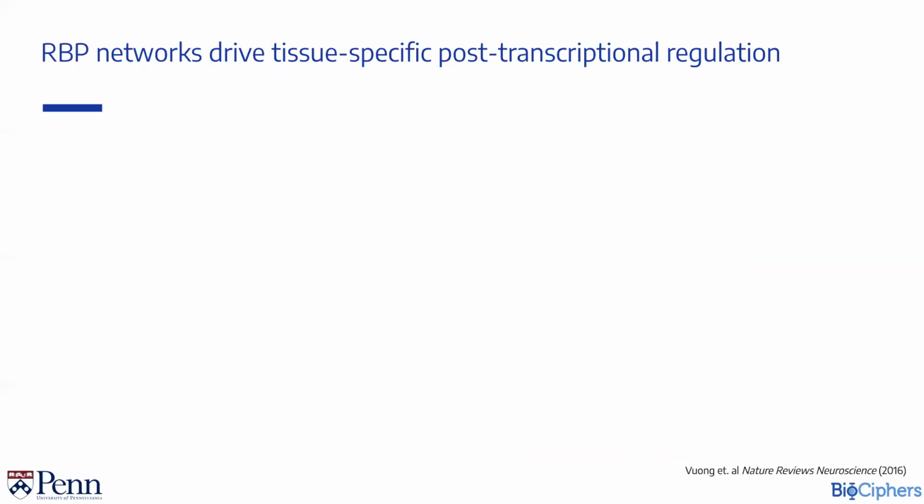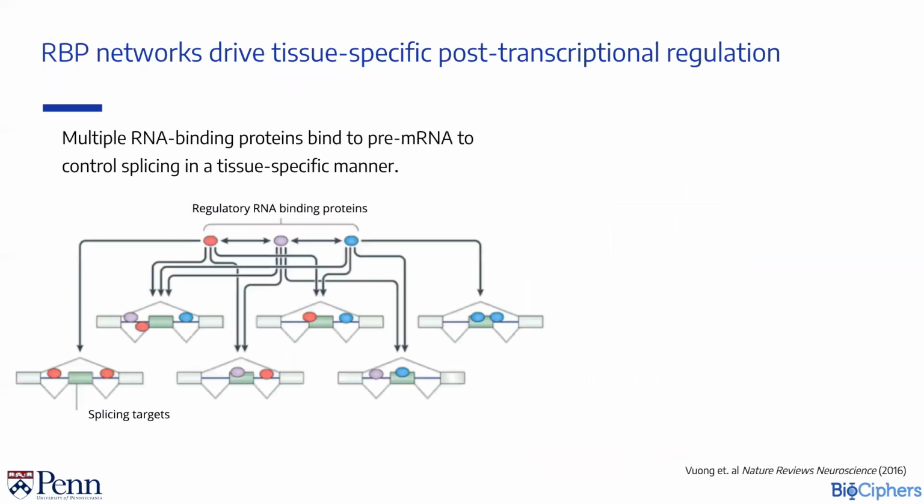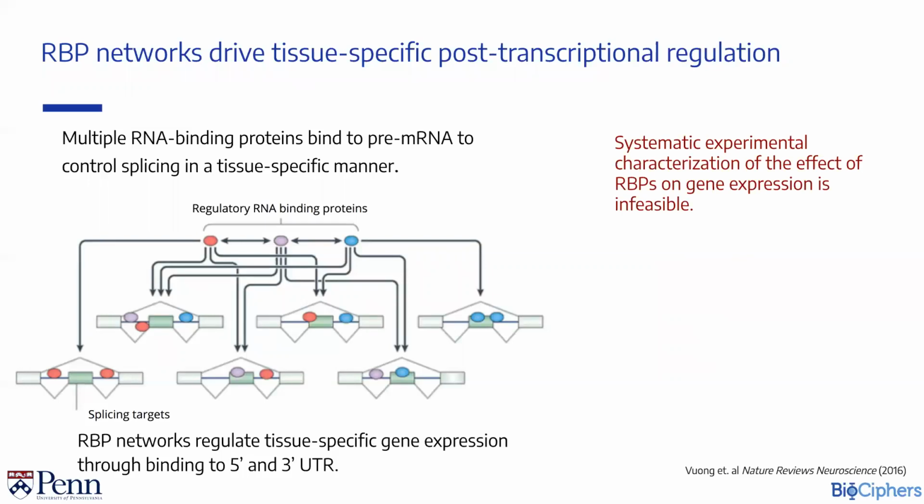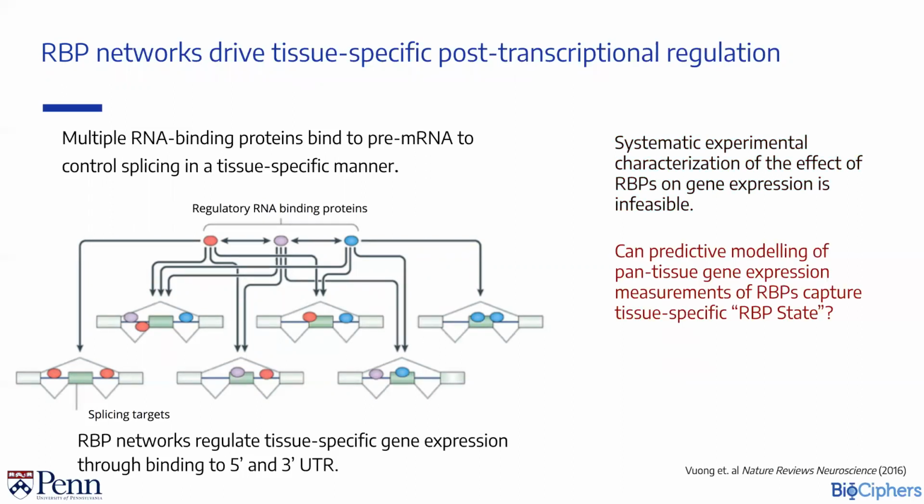RBP networks can act in a tissue-specific manner. Multiple RNA binding proteins bind to pre-mRNA to control splicing in a tissue-specific manner. Similarly, gene expression is regulated in different tissues through binding to 5' and 3' UTR. However, systematic experimental characterization of the effect of RBP knockdowns on gene expression across different tissues is infeasible. Therefore, we instead ask the question, can predictive modeling of pan-tissue gene expression measurements of RBPs capture tissue-specific RBP state?